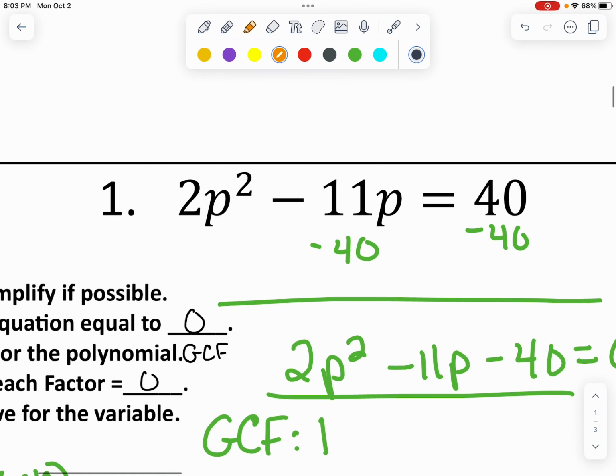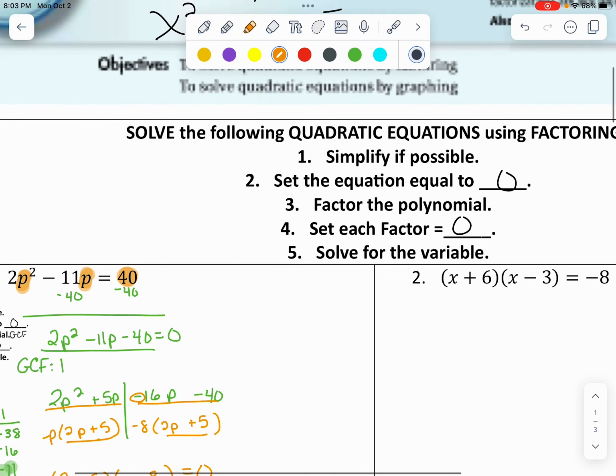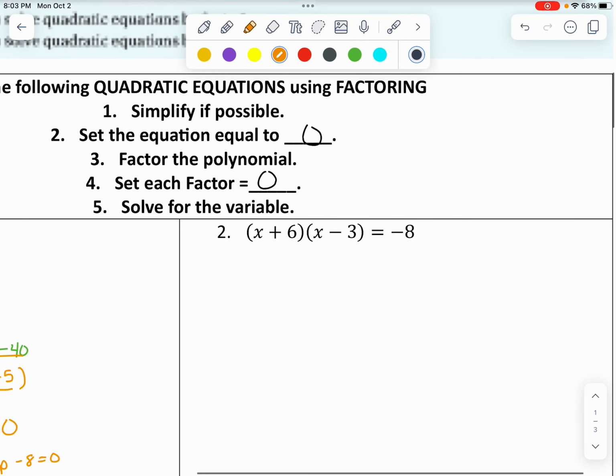So we could plug negative 5 halves in here and here and get 40. Or we could plug in 8 here and here and get 40. I'd rather do 8. Well, we're not going to. I'm just saying I like whole numbers. All right, we're going to do this one using grouping once we get to that step.